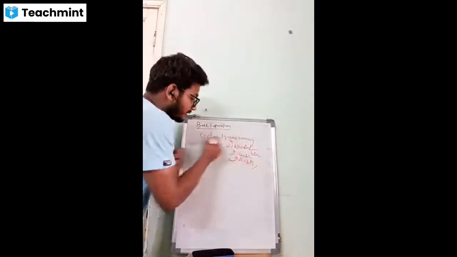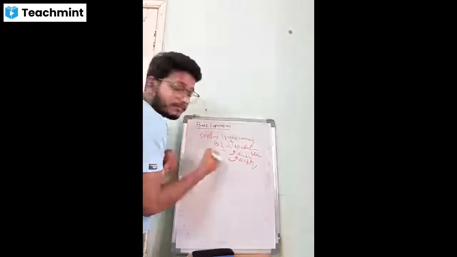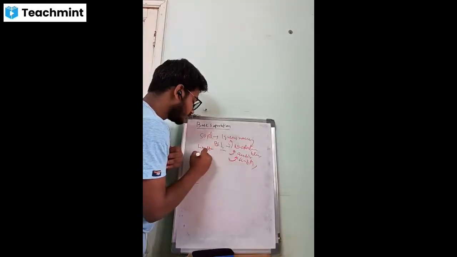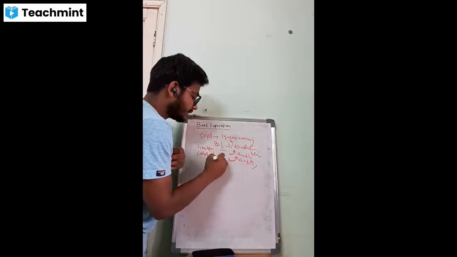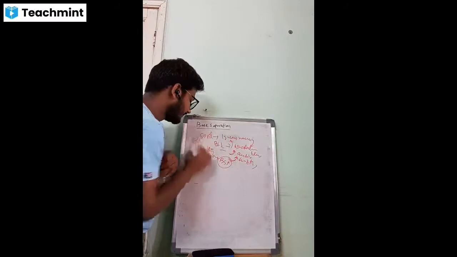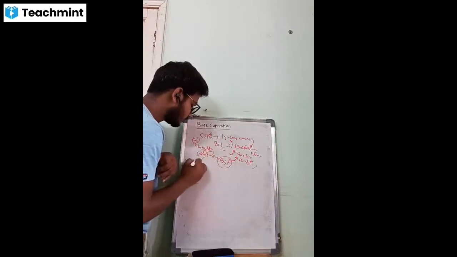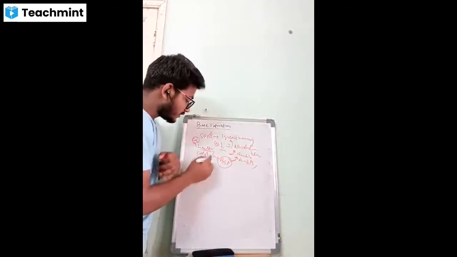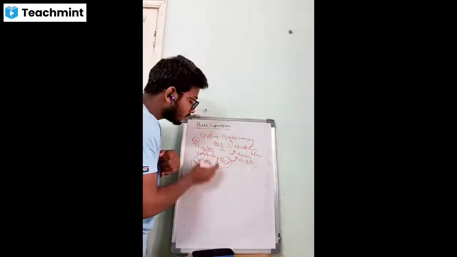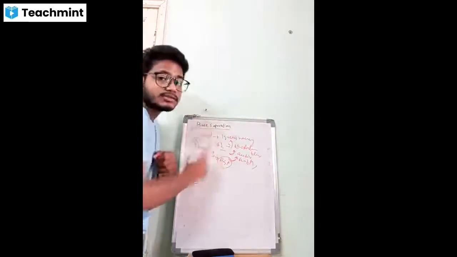But the soil derived from limestone or sandstone, because limestone contains calcium and sandstone contains sodium and potassium, gradually these nutrients will be increased if our soil is derived from limestone and sandstone.